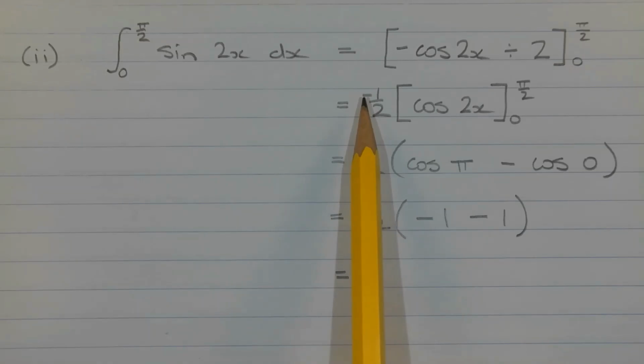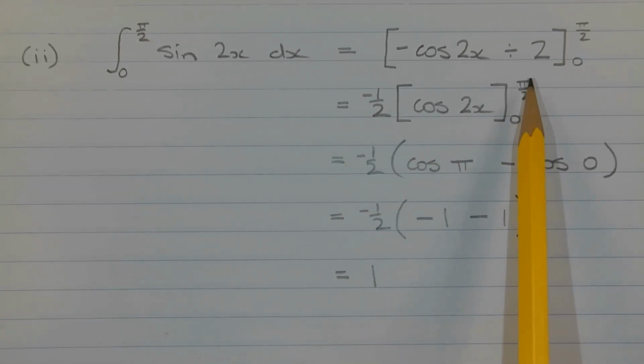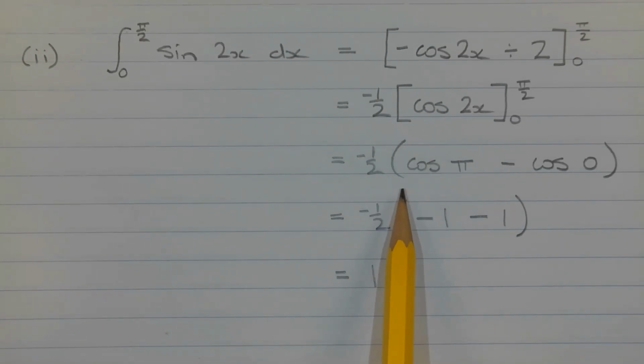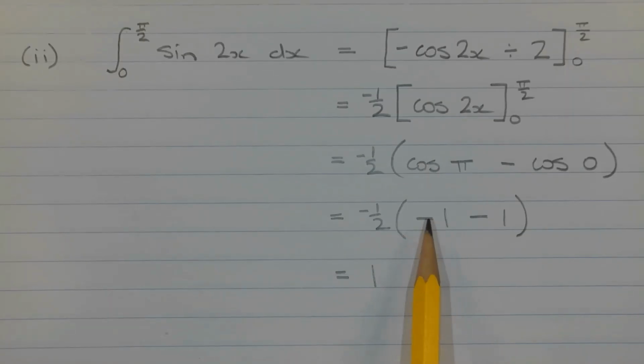So the primitive function is negative 1 over 2 times cos 2x from x equals 0 to x equals pi over 2. Applying the limits of integration, we get negative 1 over 2 times open bracket cos pi minus cos 0 close bracket. Now cos pi is negative 1 and cos 0 is 1. So we get negative 1 over 2 times open bracket negative 1 minus 1 close bracket. Now negative 1 minus 1 is negative 2, and negative 2 times negative 1 over 2 is 1.